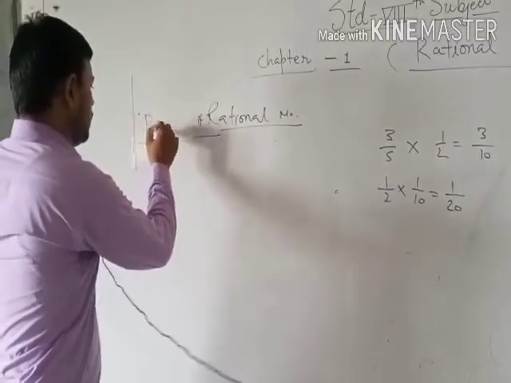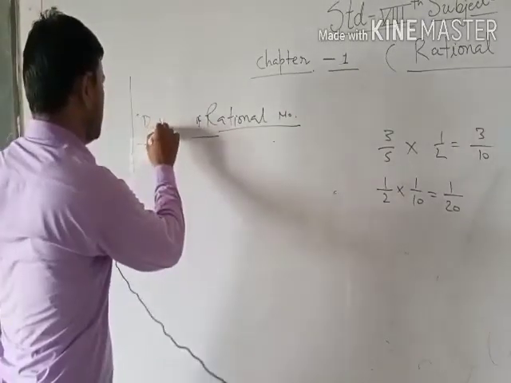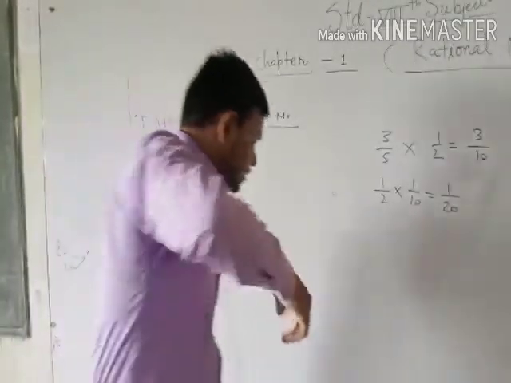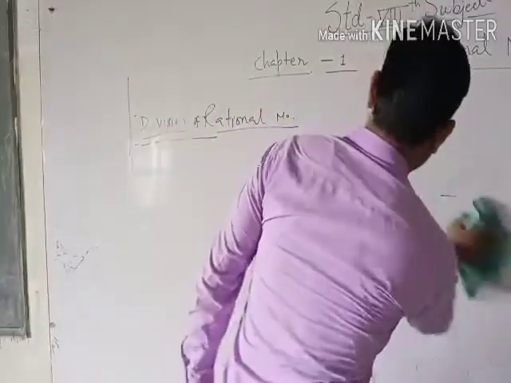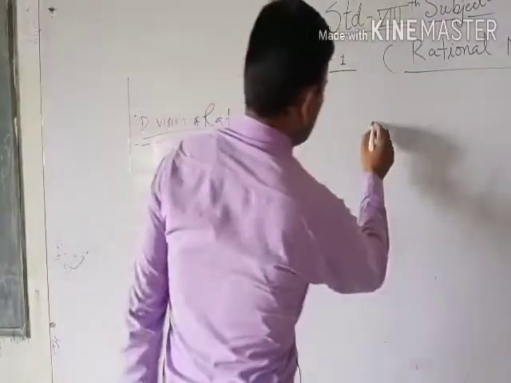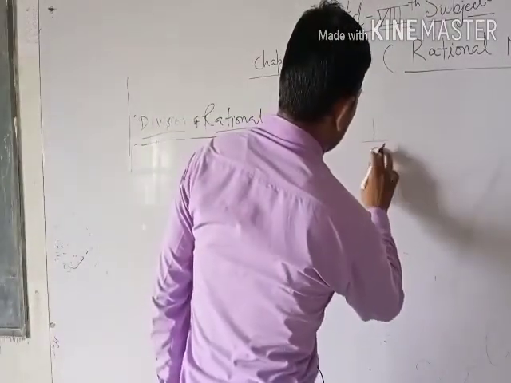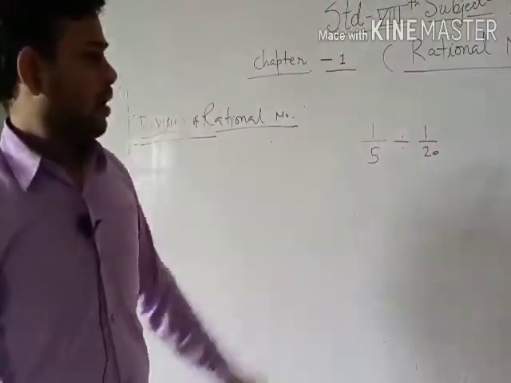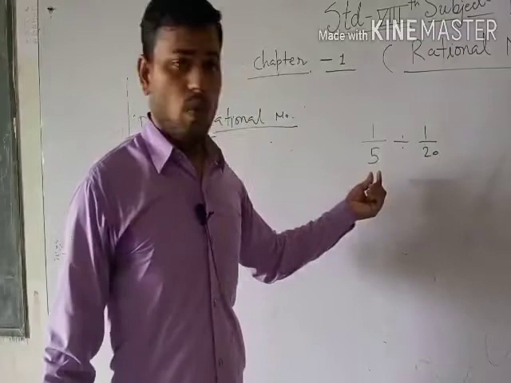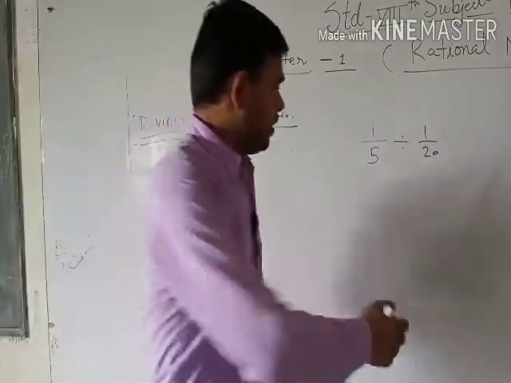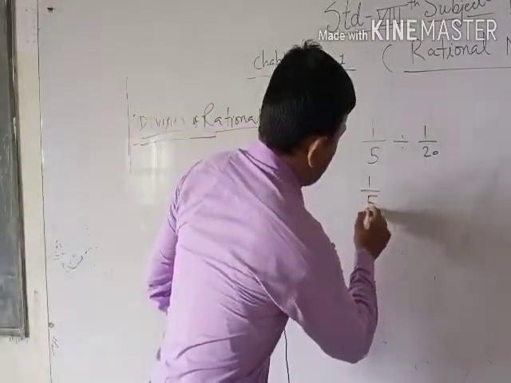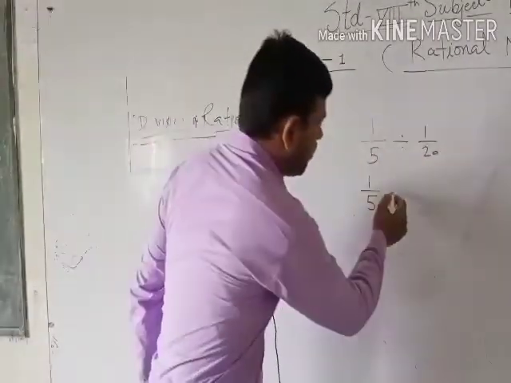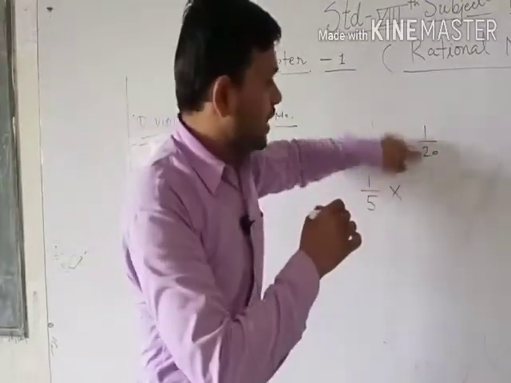That means how you will divide two rational number. I will tell you. See here. Suppose it is written 1 upon 5 divided by 1 upon 20. Okay, you have to divide this. Now what you have to do? It is very simple. Firstly you will write 1 upon 5. Okay, and this division sign will be converted into multiply, and this will be the reciprocal.